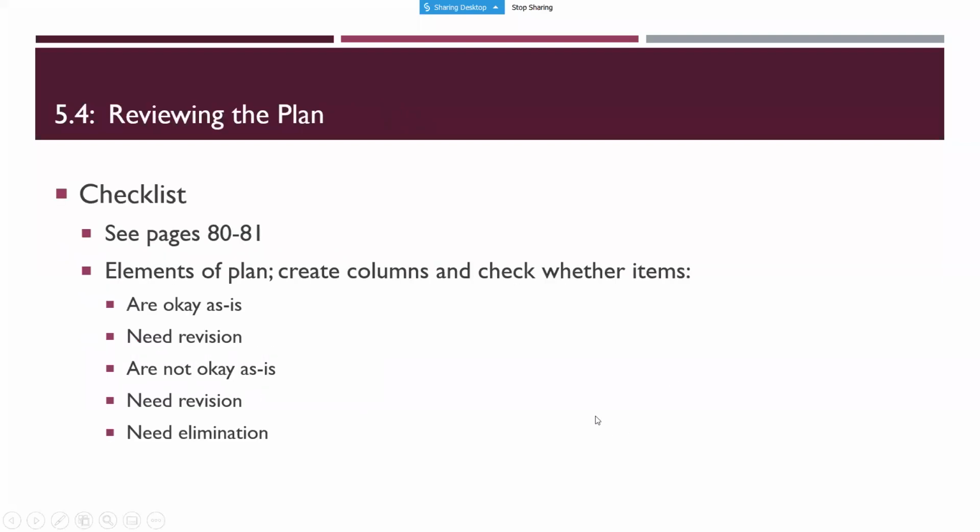So reviewing the plan, there's basically a checklist on 80 to 81 that breaks down the elements of the plan and has 4 columns presented next to each one. Is that item present? If it's not, does it need to be present? Or does it not need to be present? And also, if that item is present, does it need to be revised?